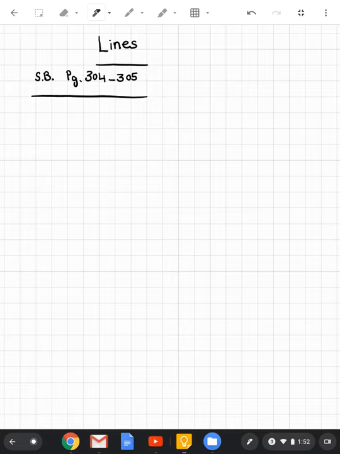Today's lesson is the lines. What are the types of lines and what are their relations? This is in your student book, page 304 and 305. First, what is the line?